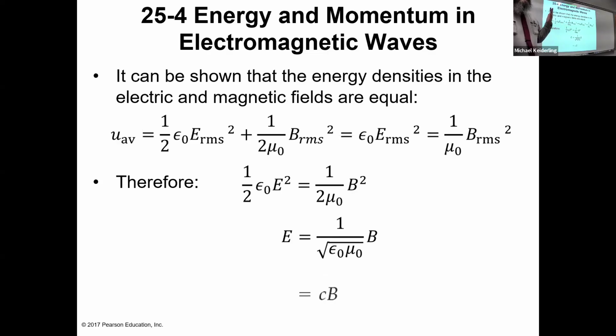And it can be shown that the energy densities in the electric and magnetic fields turn out to be equal. 1/2 epsilon naught E_rms squared plus 1/2 mu naught B_rms squared equals epsilon naught times E_rms squared, or 1/mu naught B_rms squared. Therefore, 1/2 epsilon naught E squared equals 1/2 mu naught B squared. So the electric field is 1 over the square root of epsilon naught mu naught times the magnetic field, or the speed of light times the magnetic field. Turns out they're nicely related.